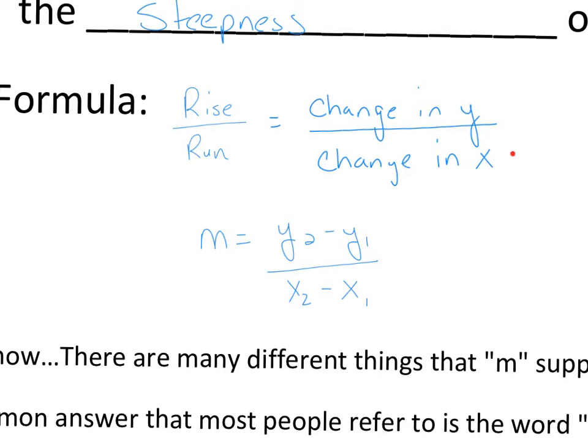Okay, so these are kind of the same thing, but you're going to hear a lot of rise over run. Then they're going to give you coordinate points without a picture, and they're going to actually ask you to find slope using the formula. Okay, so M means slope, all right? M means slope, and it's y2 minus y1 divided by x2 minus x1.